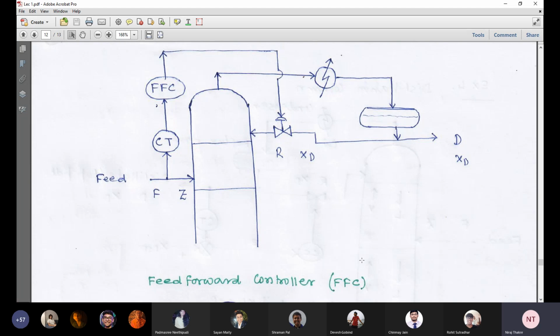Anyway, we'll discuss in detail this feed forward and feedback controller. At this preliminary level, I am just showing the configuration. We'll discuss all these control schemes in detail, with the formal definition of feed forward and feedback controller. But for the time being, I think you understood this at least. Agree?